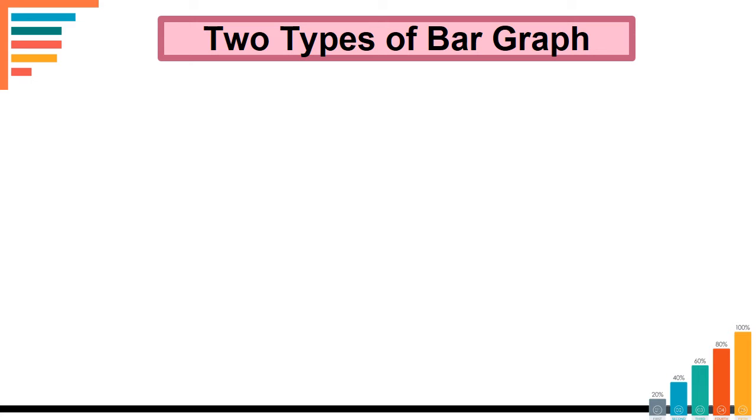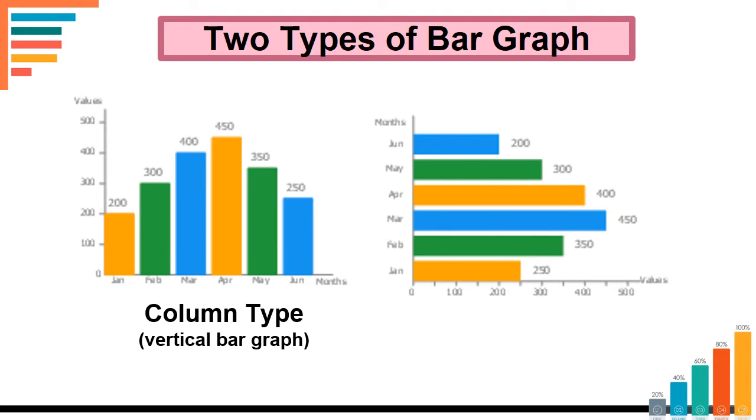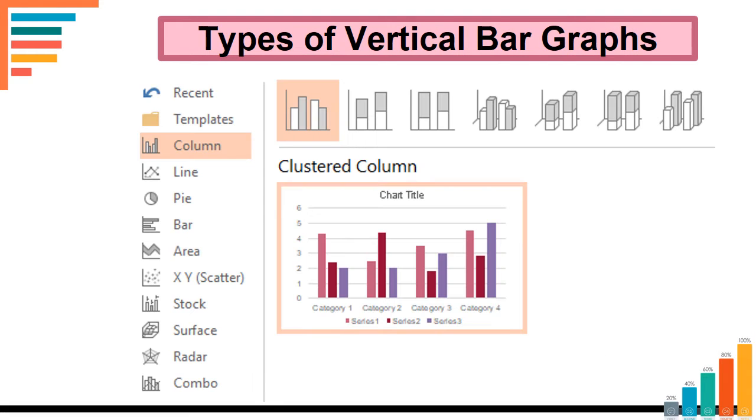There are two types of bar graph. First, we have the column type or the vertical bar graphs, which goes upward. Then we have the bar type, the horizontal bar graph, which goes to the right. So, as I explore in the Microsoft Word application, there are many types of vertical bar graphs.